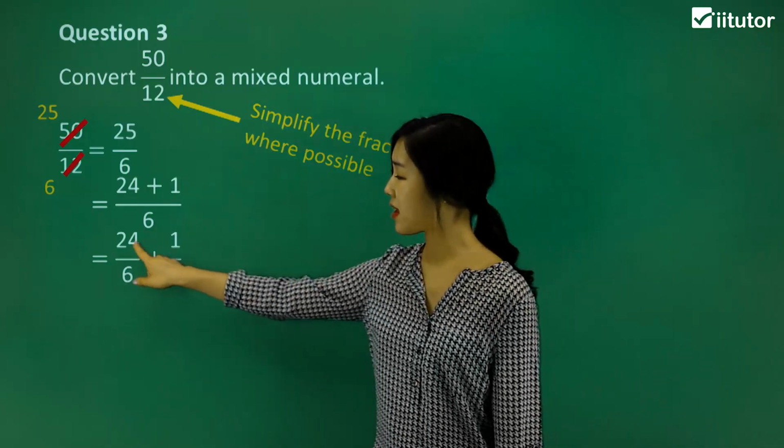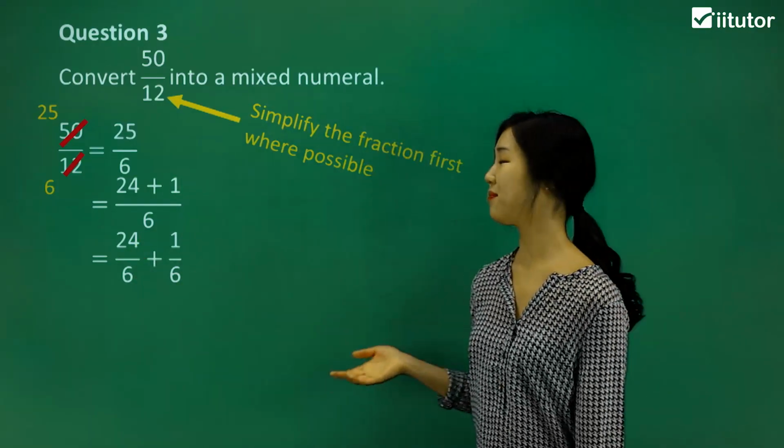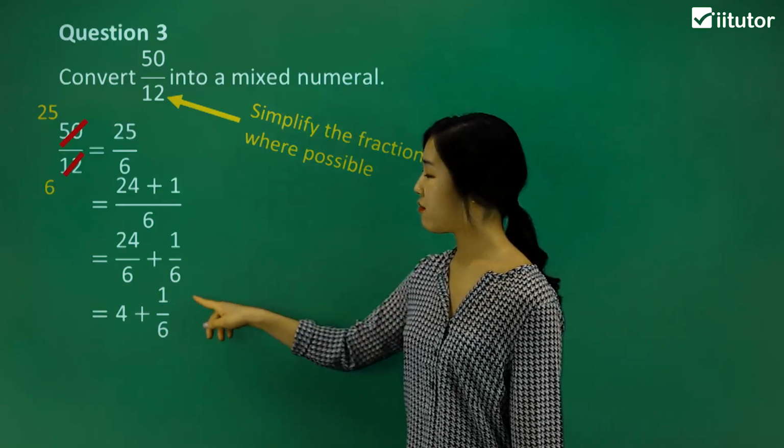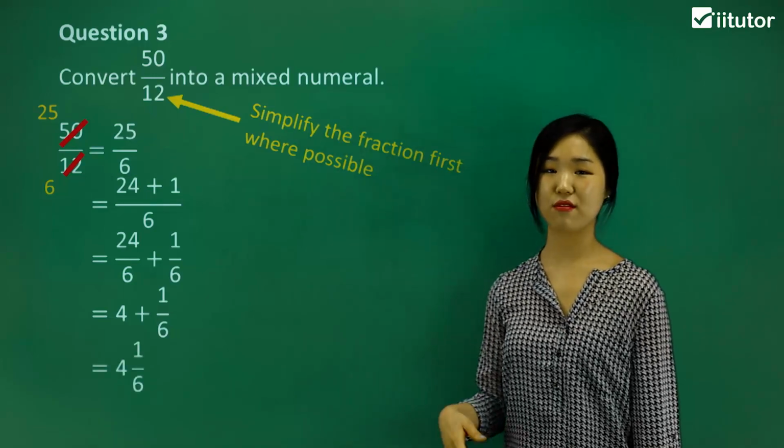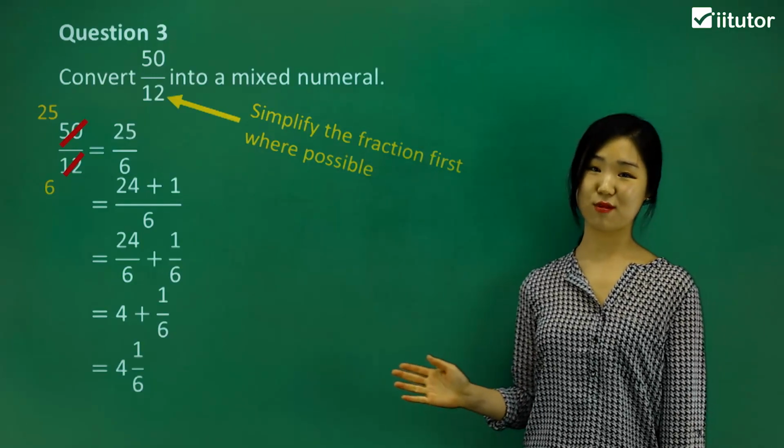And then, tell me guys, what's 24 divided by 6? Should be 4. So we have 4 plus 1 on 6 left, and with 4 plus 1 on 6, we can get rid of the plus sign and make it 4, 1 on 6. That is the mixed numeral for this question.